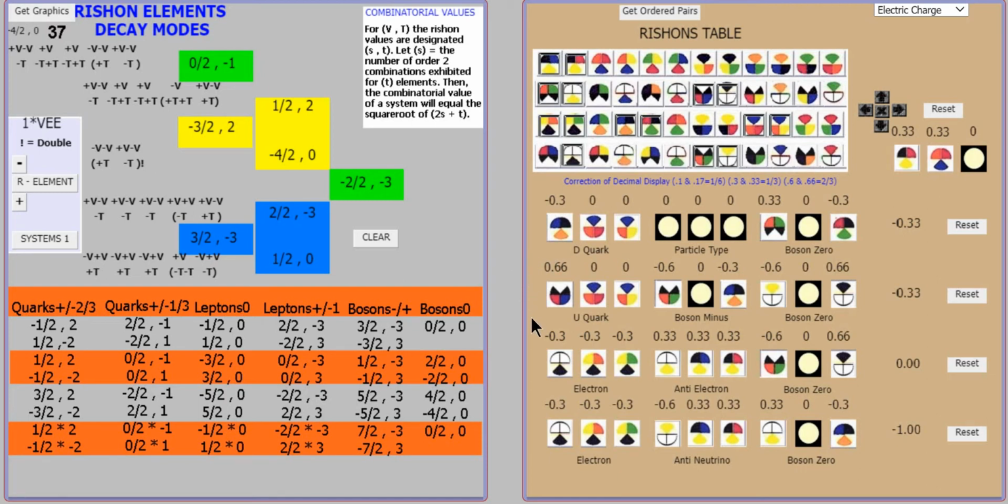Now we can look at the C quark here and see that it is now 2/3, which is indicated by the standard model. And the boson minus, of course, is minus 1. And if we look at the electron-positron pair, we'll see that they have the appropriate electric charges of minus 1 and plus 1, while the weakly interacting massive particle candidate has an electric charge, of course, of 0.